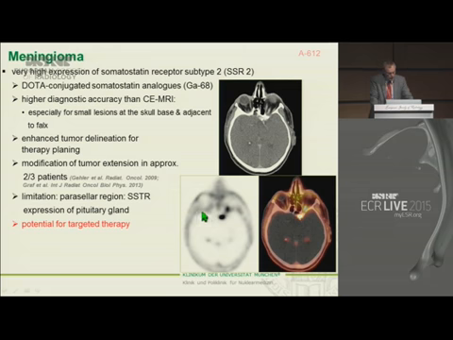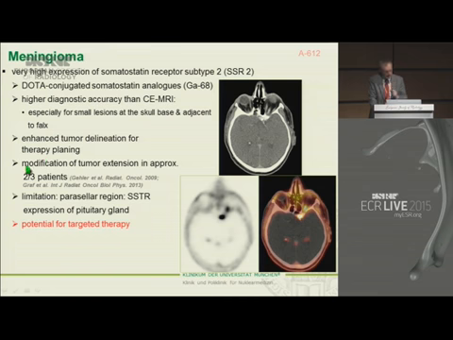Here you can use one thing which characterizes meningioma. This is that they have a high expression of the somatostatin receptor subtype 2, which can be imaged by a specific tracer, for instance, a DOTA-conjugated analog, DOTA-TATE. And you have, with that, a higher accuracy than just with contrast-enhanced MRI, especially for small lesions at the skull base and adjacent to the falx. And this helps in enhanced tumor delineation for radiation therapy planning.